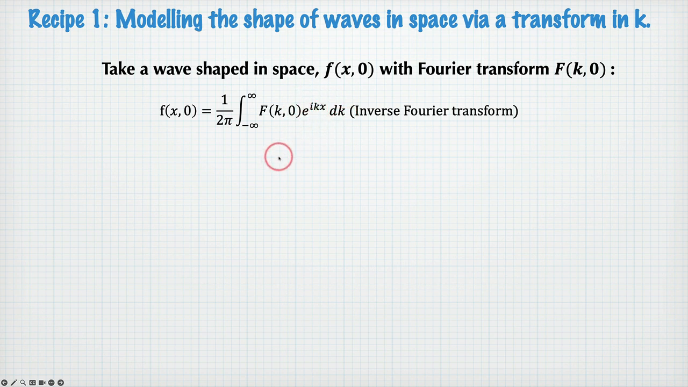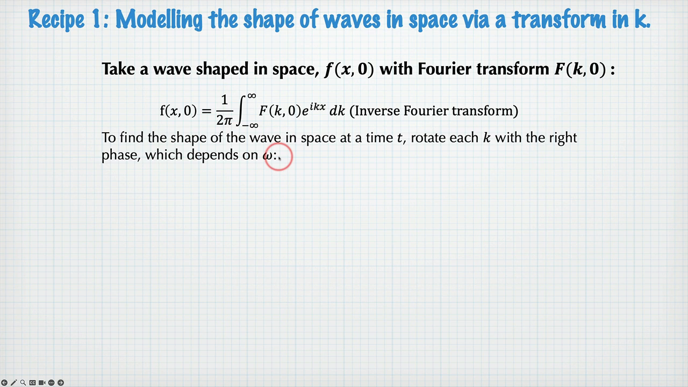And I'm going to write this inverse transform out explicitly so we can see where all the phase terms interact with each other. To find the shape of the wave in space at some later time t, we need to rotate all of these phase terms here with the correct phase, and the correct phase is given by the frequency omega. So we add the phase rotation term e to the negative i omega t into our integral, and so each of these terms here is being rotated by some phase that depends on omega.